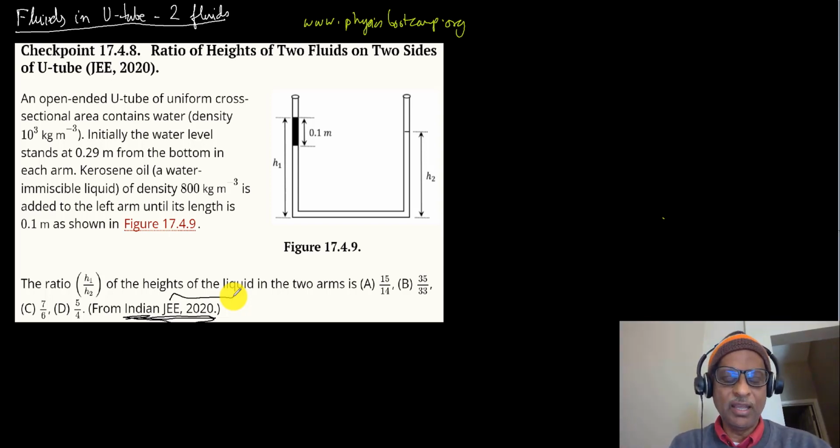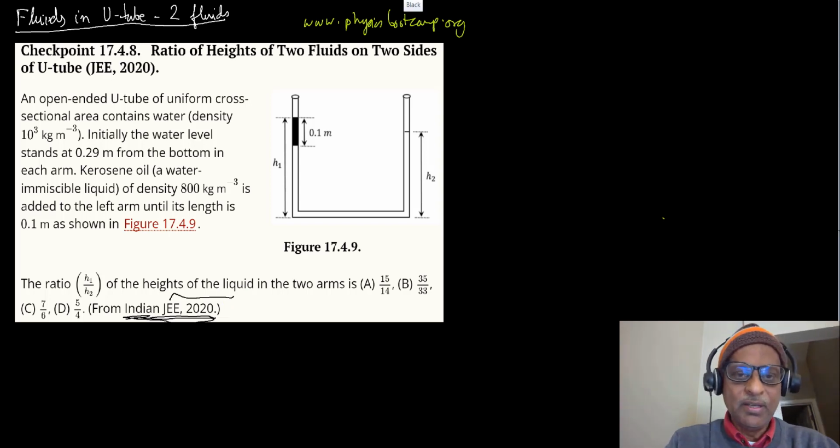at all, and it tests your ability to actually think how the static equilibrium is established in fluid. All right. Okay, so without ado, let's look at this problem.